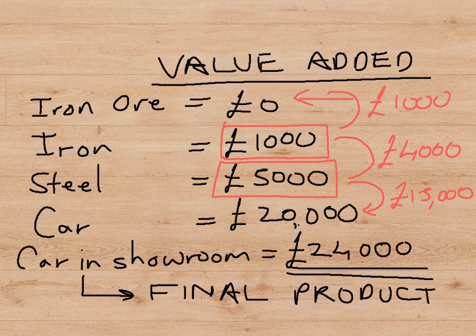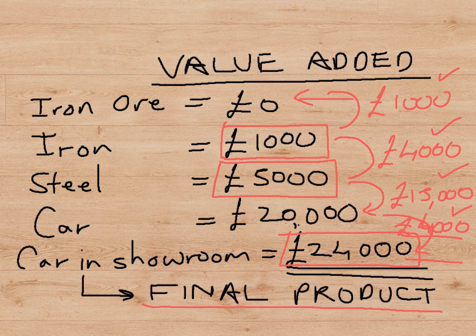And once the car gets to the car dealer, the final price put on the car by the car dealer may be £24,000, which means that another £4,000 of value has been added. Now, we can see that the sum of all the value added is the same as the final price of the car we buy, in other words, £24,000. So 1,000 plus 4,000 plus 15,000 plus another 4,000 gives us £24,000.